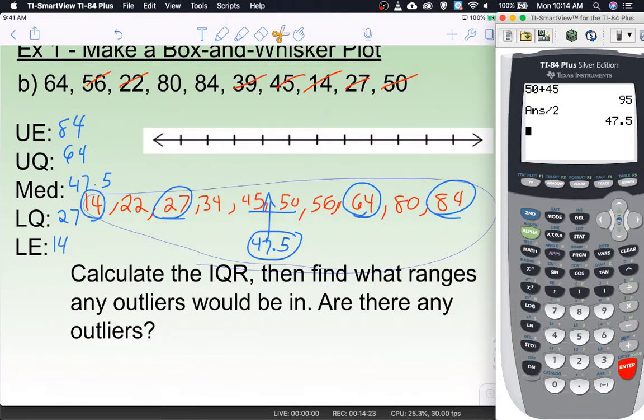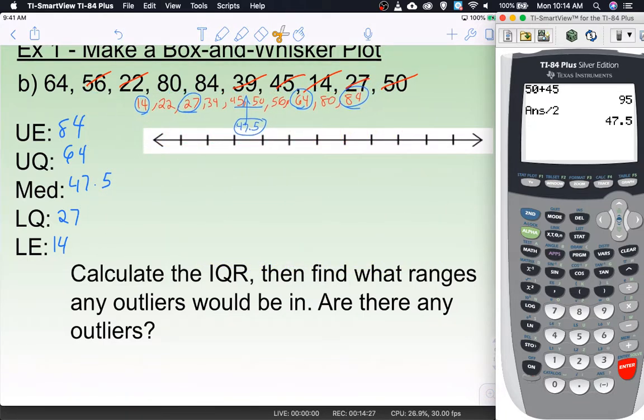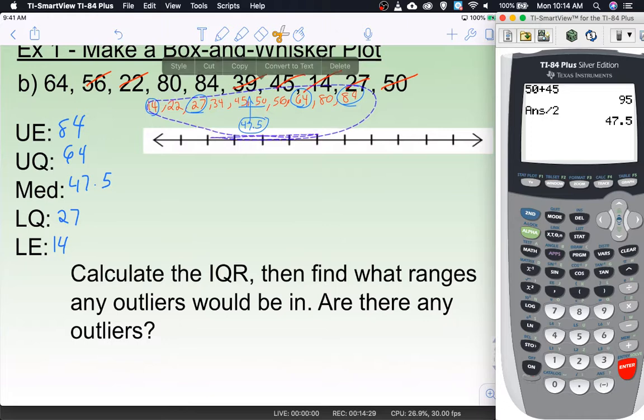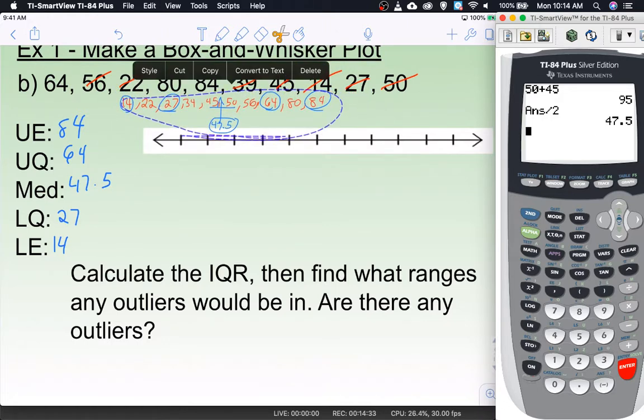So let me see if I can squeeze all this somewhere. I want to have it there, but I don't want it to interfere with my box and whisker plot and stuff. All right. So now I have my values.